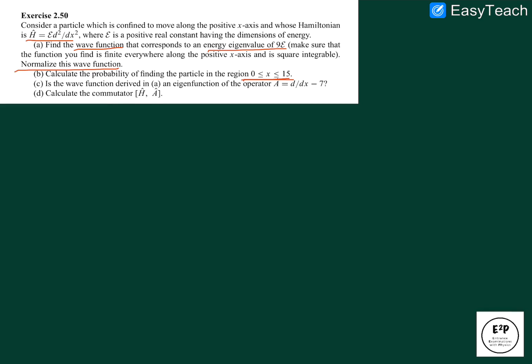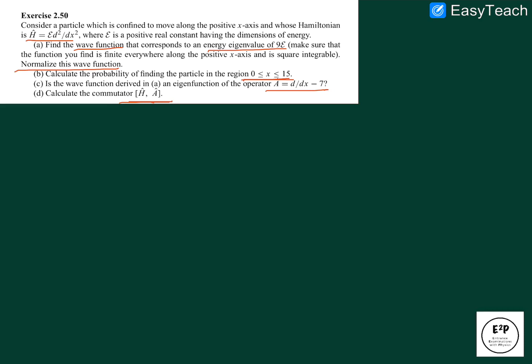And in the third question, whatever wave function we will be deriving in the first part, we have to see if that same wave function is an eigenfunction for another operator, and if so we have to state whatever are the results for the same. And in the last part we have to calculate the commutator of H and A. So let us start with the solution with the very first part.